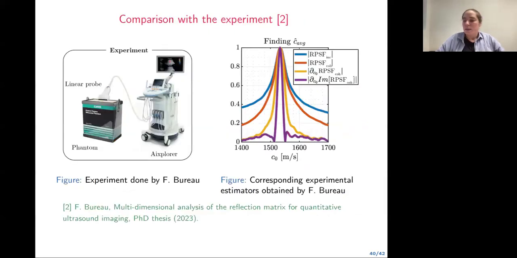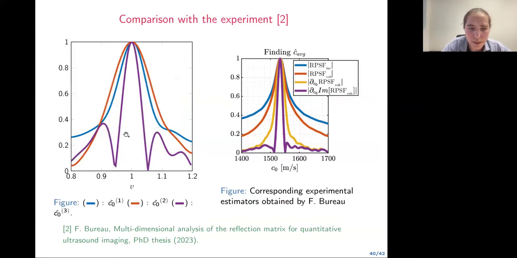Okay, and last, I want just to compare what we had with the experiments that Alexandre Brie's student has done in his thesis. So this is the experiment setup. He probes a phantom here and computes the different estimators here. And compared to what we have, this is it.